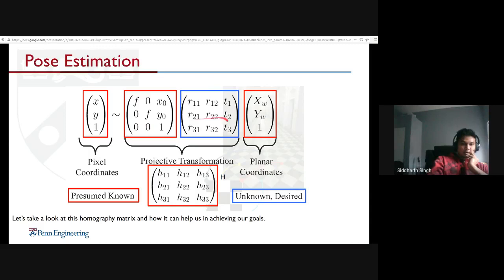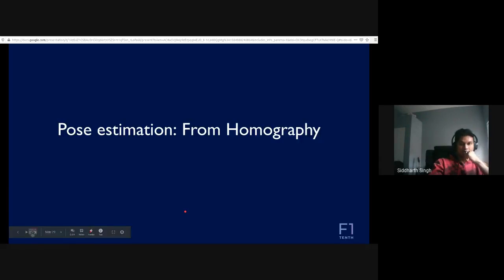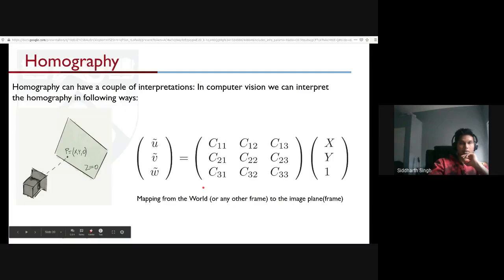Now, what we'll start working on is the homography matrix. For now, just assume we know lambda, we have the correspondences. Specifically, just assume we have the correspondences, right? And we can calculate this homography matrix. So what do we do with this homography matrix? We want to estimate the pose, the rotation and the translation, from the homography.